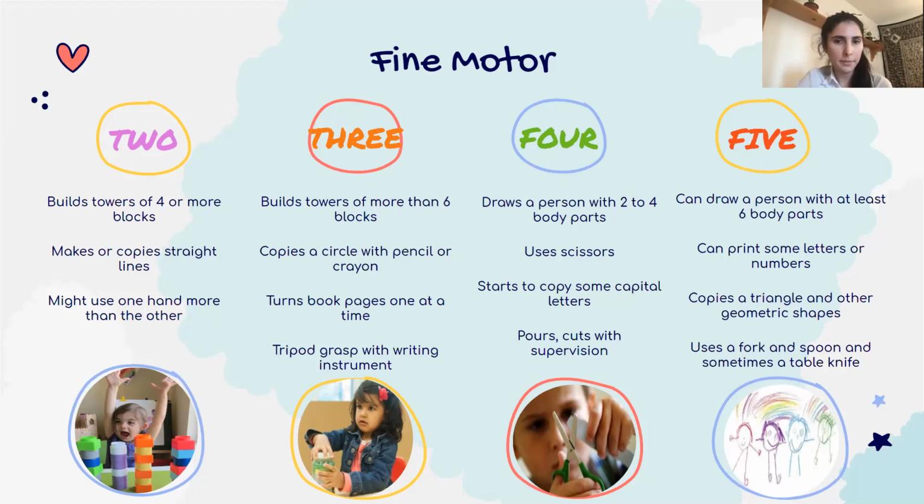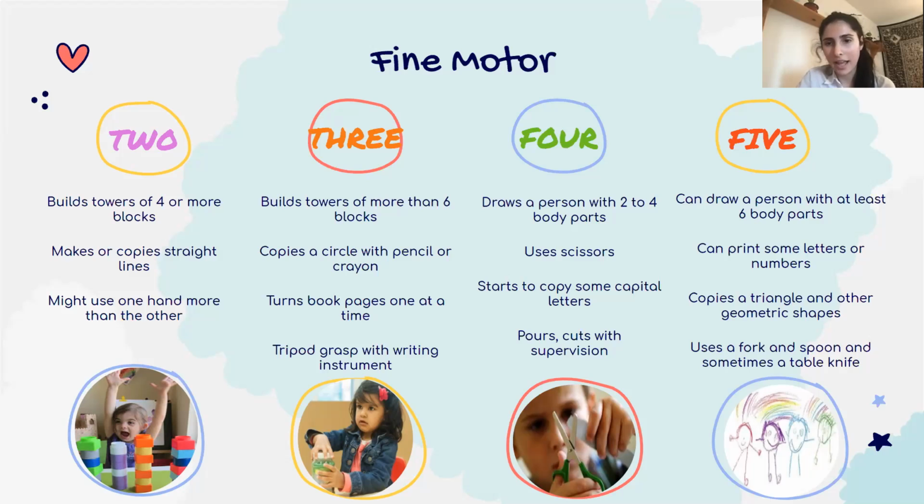And then by age 4, you'll see your child trying to draw with 2 to 4 body parts, using scissors as well, but obviously kid-friendly scissors. They'll start to copy some capital letters, and then they'll be able to pour maybe some beans or their water, start serving themselves, and then cutting with those scissors as well.